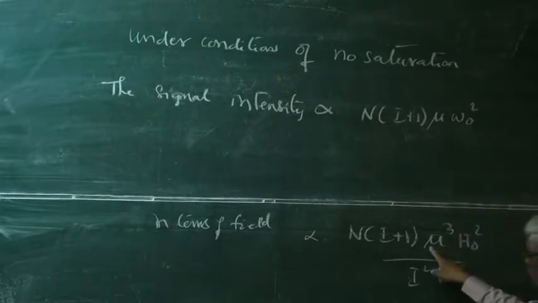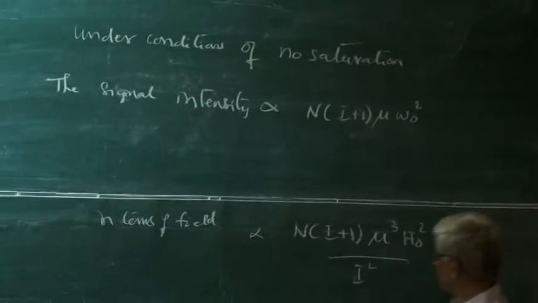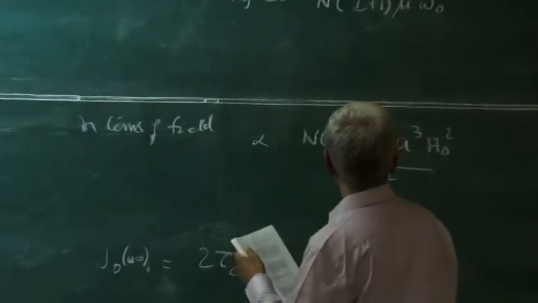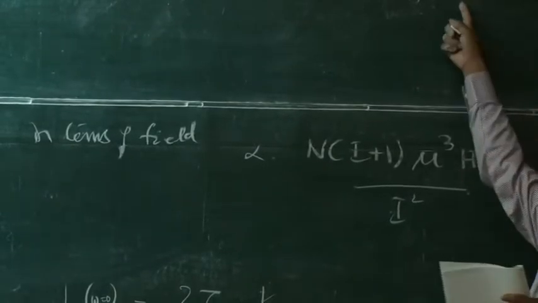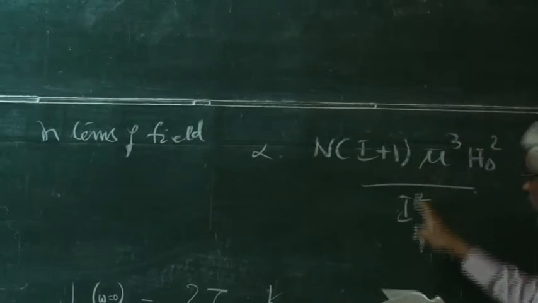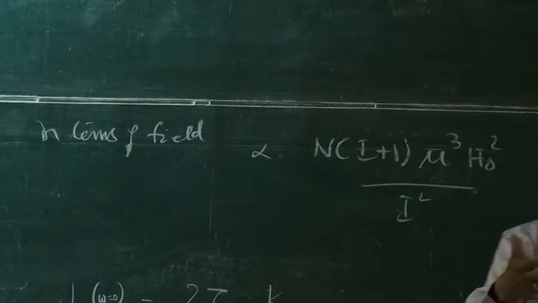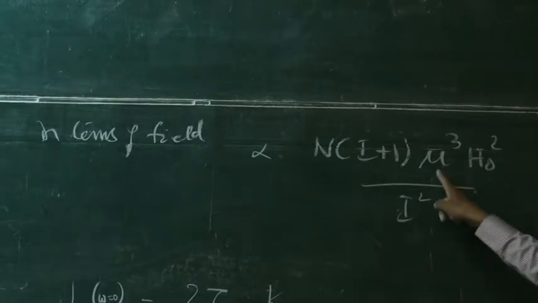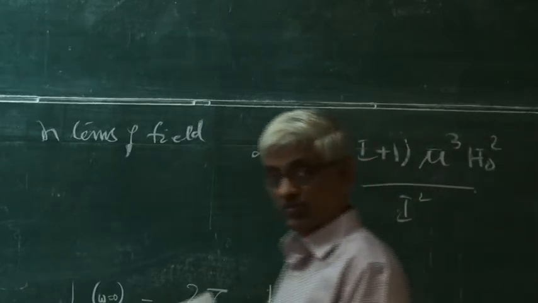Okay, so this gamma I, so I put here gamma square I square here, so here we get gamma square h square, B naught square, so I have an I square there and divided by I square here. So gamma square I square gives me mu square, therefore I have mu cube into B naught square divided by I square.